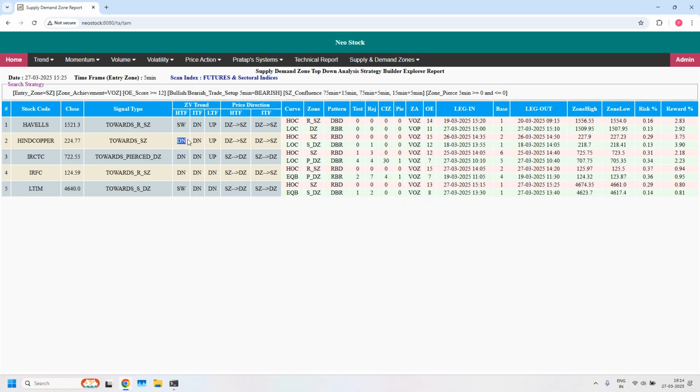And 75 minutes trend is down in 3 stocks, second, third and fourth. If any of these 3 stocks have a 75 minute supply zone with daily EMA confluence, then these 5 minute supply zones might have a higher probability of success. Let's filter.